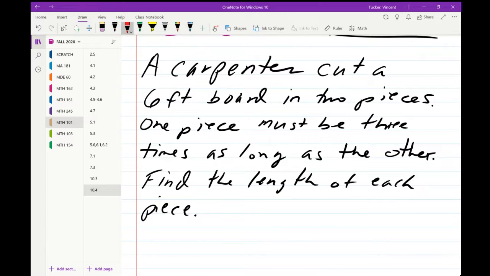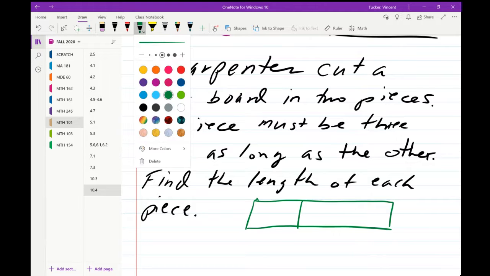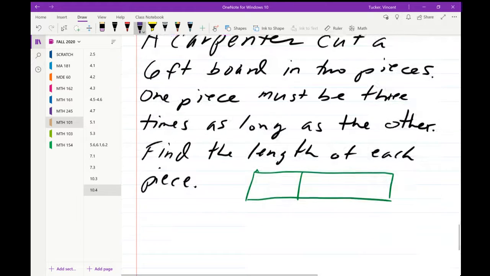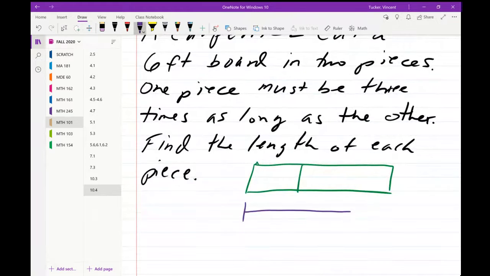All right. So if I just did, I guess, a diagram of what we're doing here. It's cut into 2 pieces. The board itself, 6 feet long.